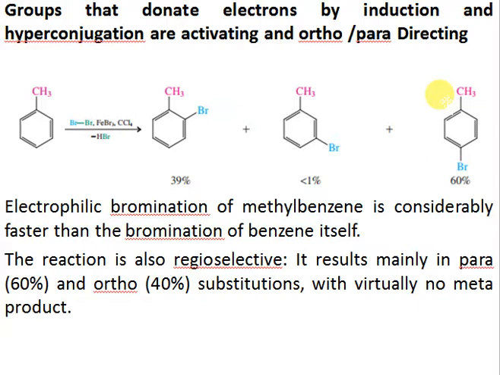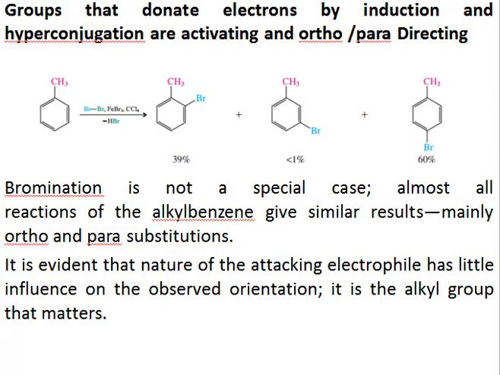So you can see that this reaction is regioselective. It's selectively favoring the para product as well as the ortho product, whereas the meta product is in trace amount. It's virtually no meta product. So bromination is not a special reaction in which we get this ratio of para product 60% and ortho product 39% with almost no meta product. Almost all of the reactions of alkyl benzene give similar results, and the only products we get are the ortho and para substituents. We don't get any meta product in reactions that involve alkyl benzene.